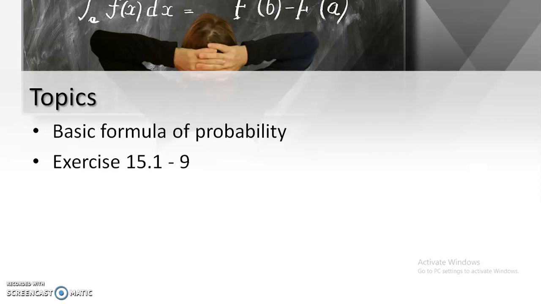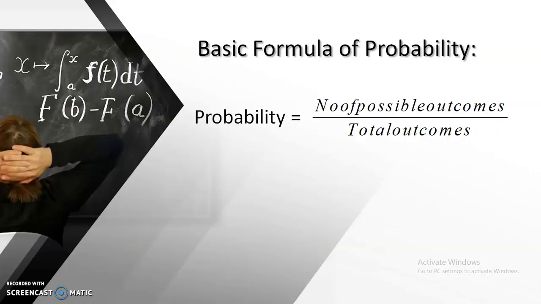Starting with the first, its basic formula. Probability equals the number of possible outcomes divided by total outcomes, which is already known. So go to the next.